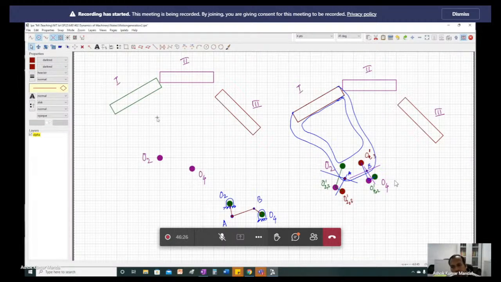You can change the positions of O2 and O4. Suppose I have given these two positions. In some other problem, O2 can be given here and O4 here, so you'll have some other solution. Okay, do you understand this process of getting this A and B on the coupler?